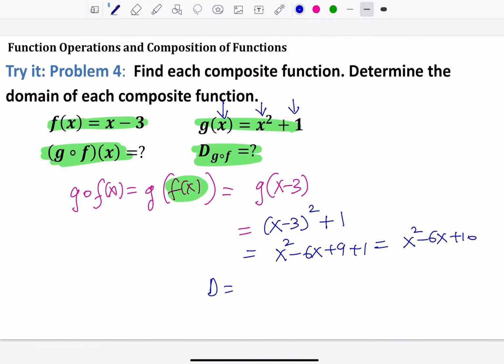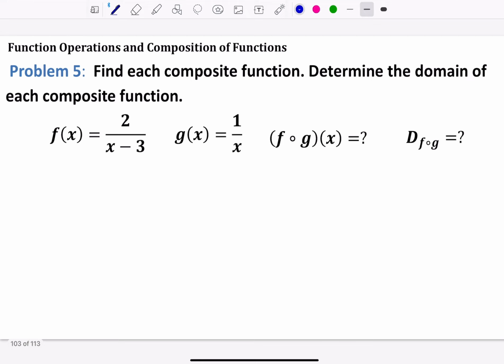Now the domain of the g of f function is all the x values that are in the domain of f such that f of x is in the domain of g. Again, in this case, both functions are linear and we don't have any divisions, no fractions involved, no logarithmic functions, no radicals. So the domain is going to be all real numbers in this case again.